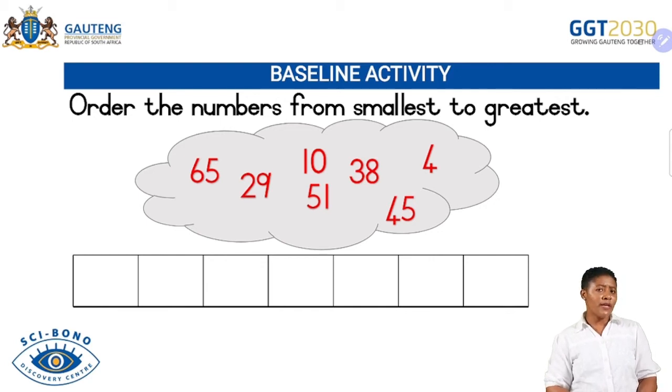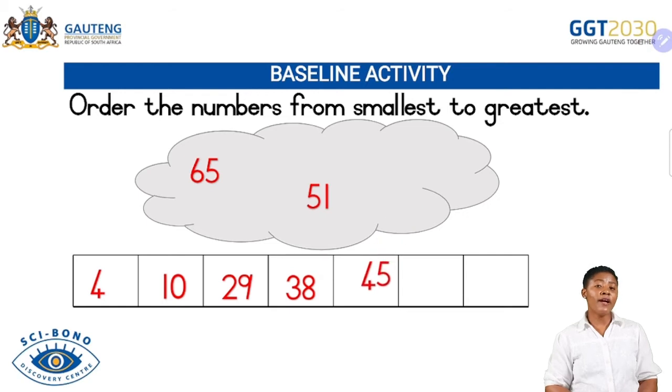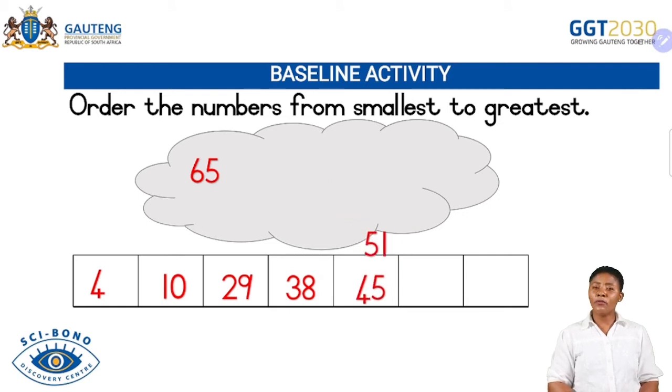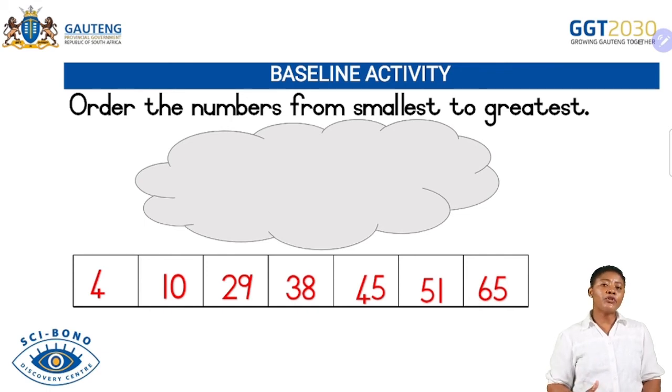What will be our first number? Remember, we're arranging our numbers. The first number is 4, 10, 29, 38, 45, 51, and our last number is 65. That's how we arrange our numbers from smallest to the greatest. Can you see, grade 2s? All right, let's move on.